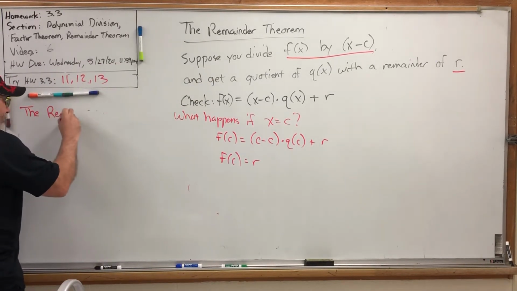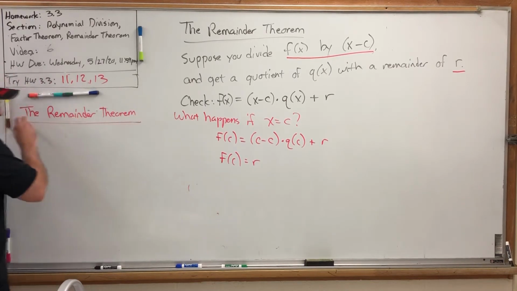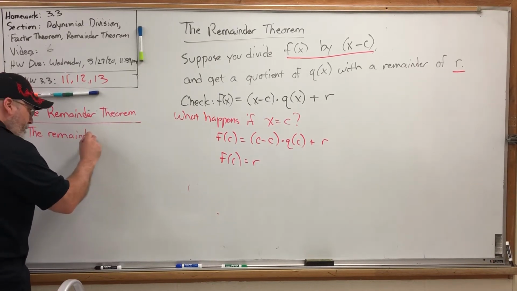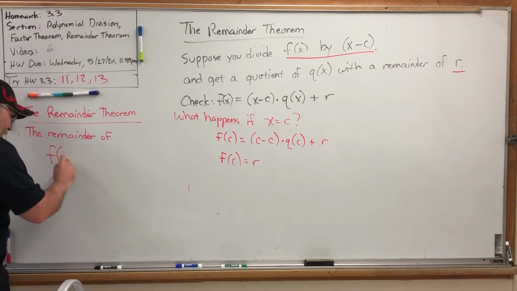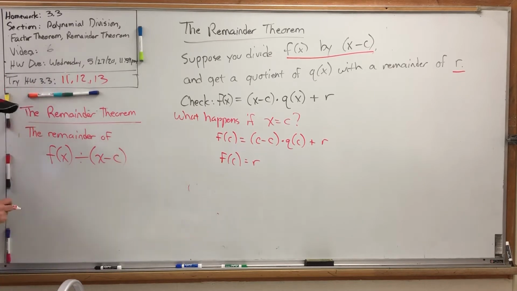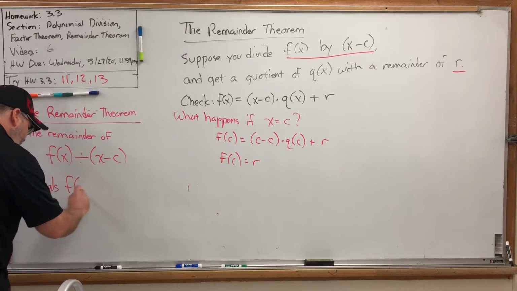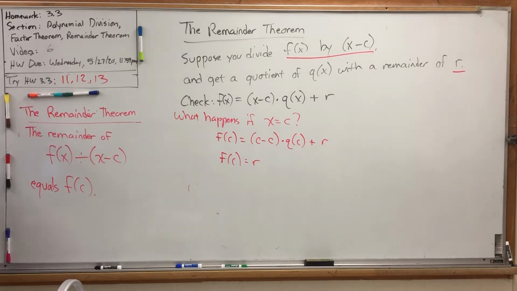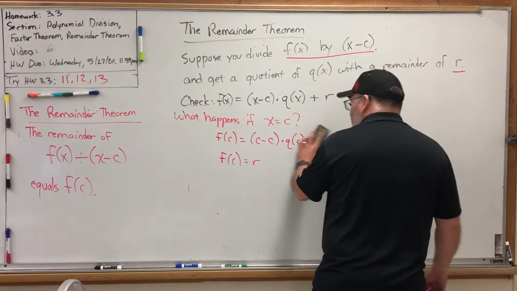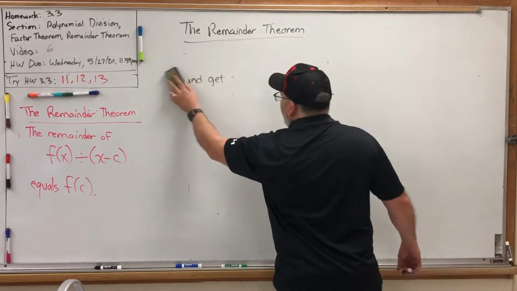The remainder theorem says the following. The remainder of some polynomial function f of x divided by some divisor of the form x minus a number c equals f of c. So what it gives us is an alternative way to calculate a function without actually substituting the value into the function. All we have to do is run it through synthetic division.